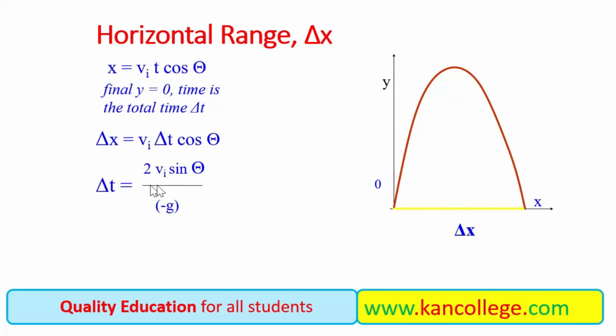And we know that delta t for the complete round trip is equal to this value. So we put this value in the above equation and we get the horizontal range, or the distance covered by the projectile along the x-axis, and that is equal to 2 vi square sine of theta cos of theta.